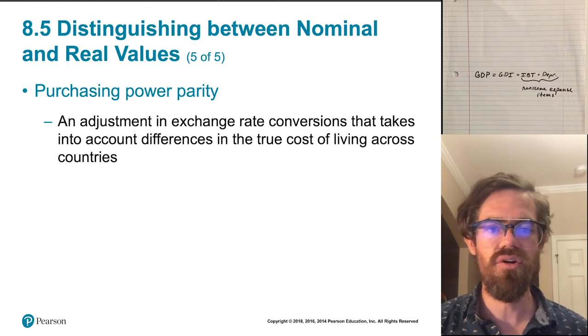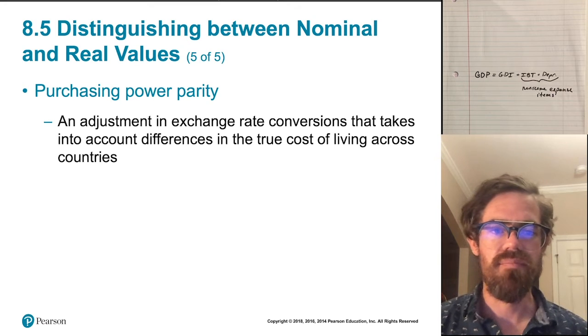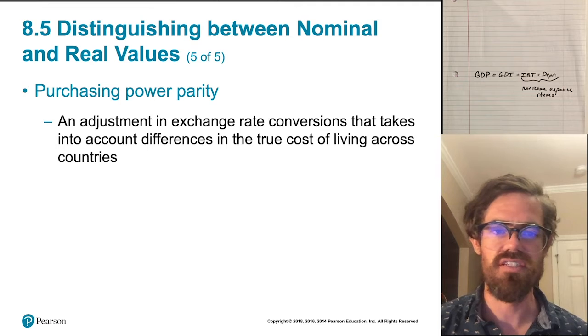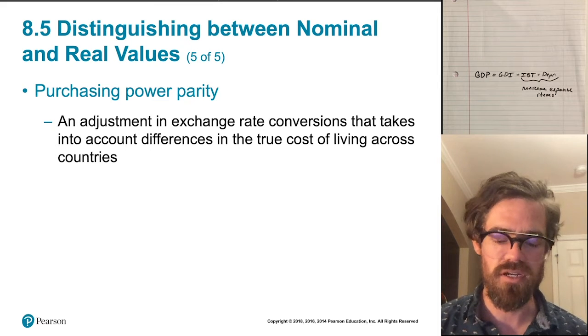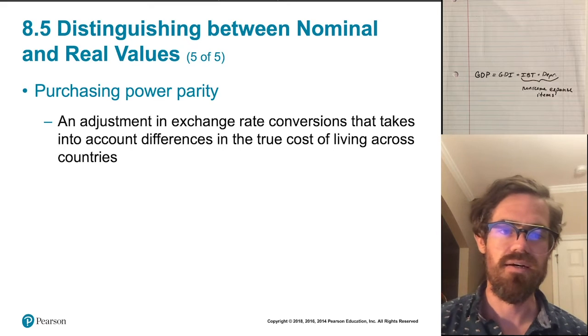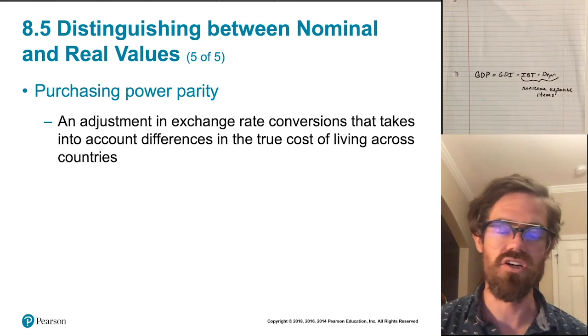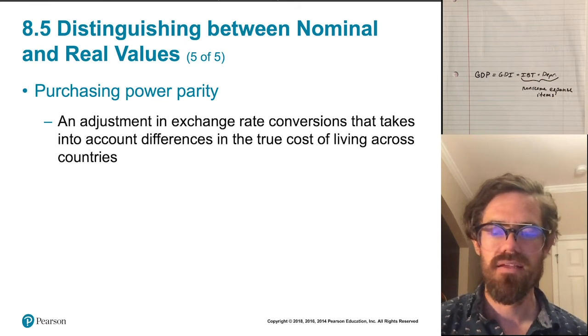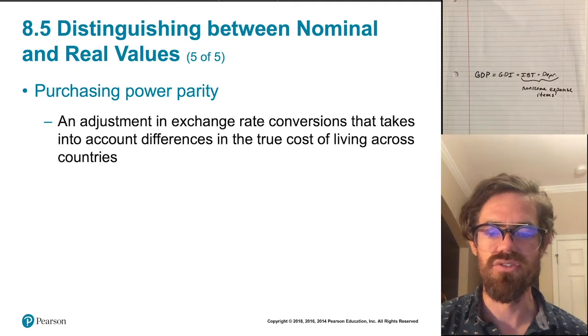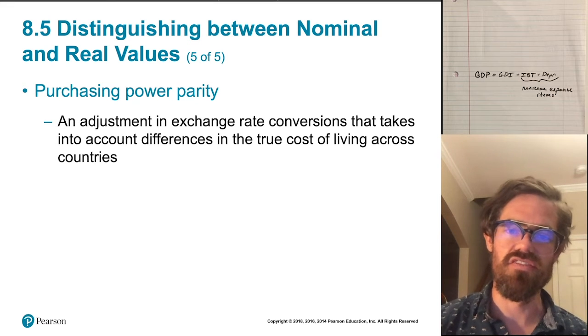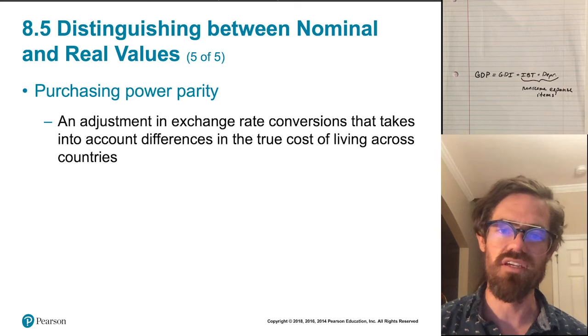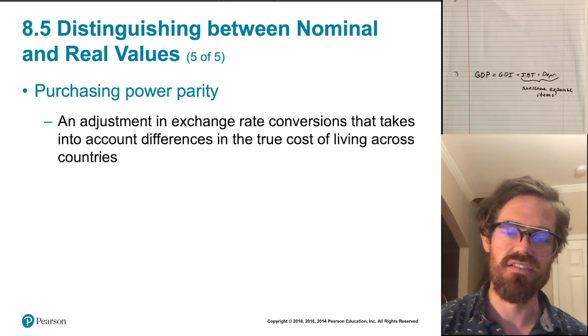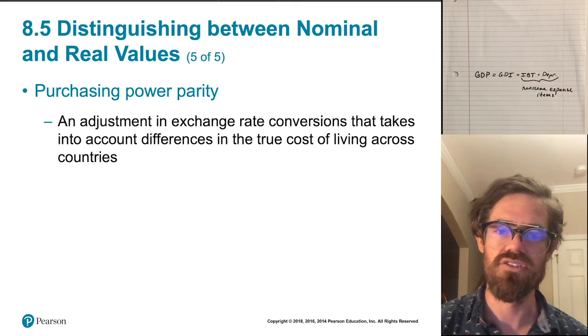The last thing you need to know about is something called purchasing power parity. This is basically just an adjustment in exchange rate conversions that takes into account differences in the cost of living between countries. So it's something else that's important when we want to compare two countries and their production. It basically makes it an adjustment in the exchange rate so that there is equal purchasing power between the currencies, in other words. It takes into account the fact that there are different costs of living in different countries, right? It's much cheaper to live in South American countries than it is in the United States, and so purchasing power parity takes this into account.